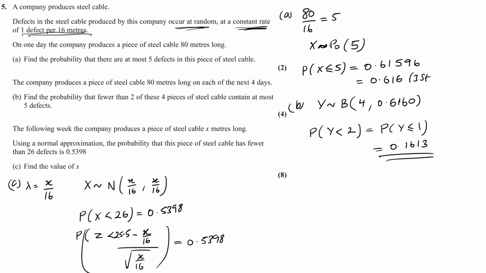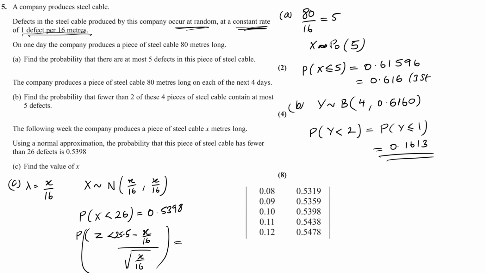But now we've got a set of values. Now I need to look up what this 0.5398 is in the tables. I'm looking up in the table purely because we've got x in our mean and our variance, so I don't think you can use the calculator on this section. But let me know in the comments if there is a way. We've got 5398 is here, so 0.1. That's my value of z, isn't it?